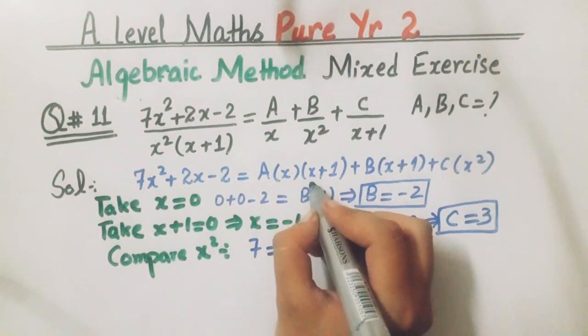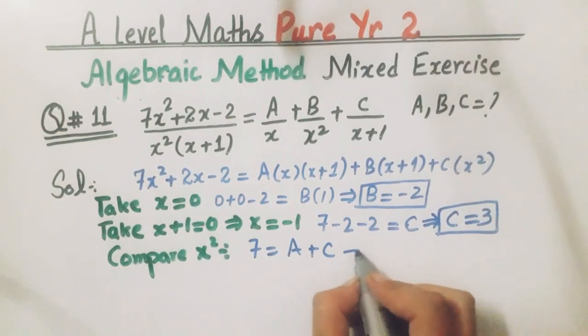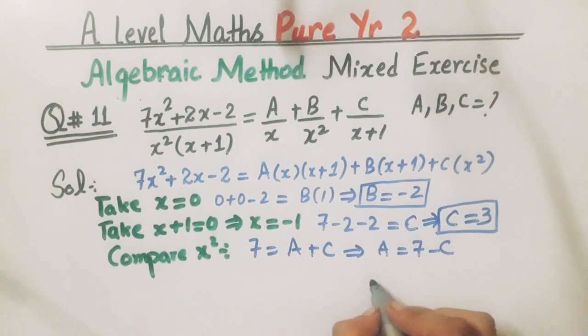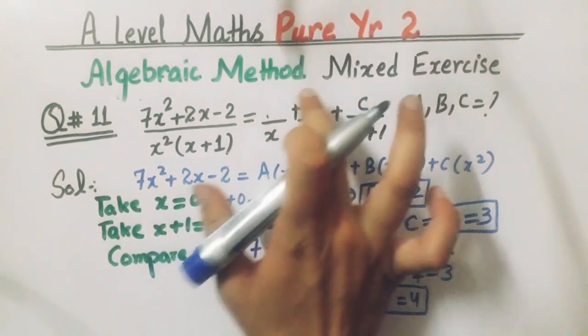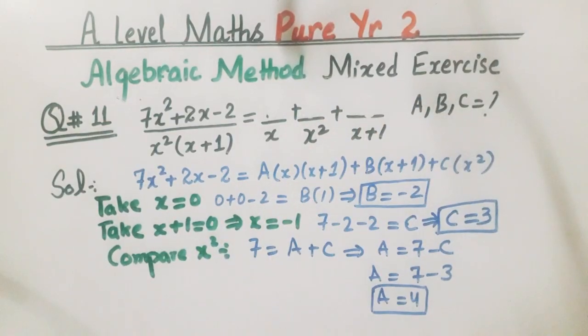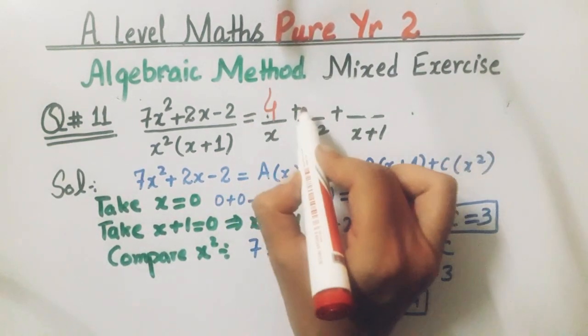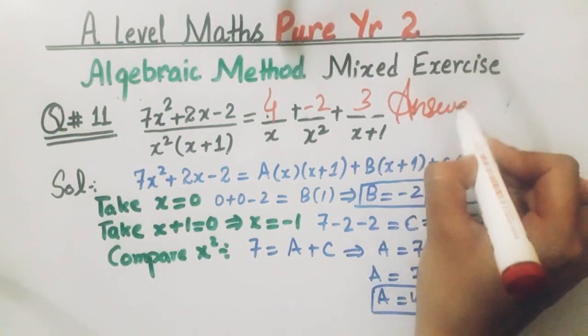Because x and x is multiplied gives x square. So a plus c. Now substitute the value of c. So a equals 7 minus c. It means that c is 3. So 7 minus 3, we will get a value, that is 4. Now substitute all the values in this given equation and find the final answer. So we will get a equals 4, b equals minus 2 and c equals 3. So this is the final answer.